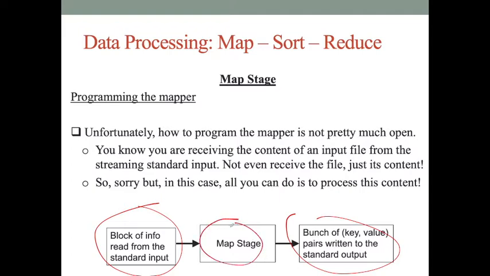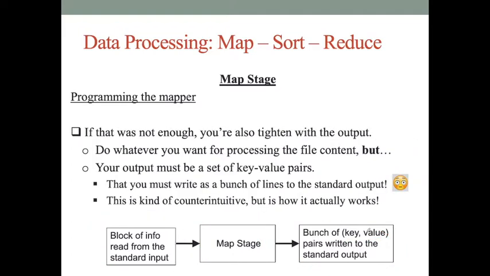But you have to keep the format. The input is coming in from the standard input. It looks like a file, and the output is going to be also in the standard output, but you have to generate key values, and these key values are going to be the input for the reducers. So you need to do whatever you need in order to process that file. It really depends on the logic of your program and whatever you need to do. That's the key point there.